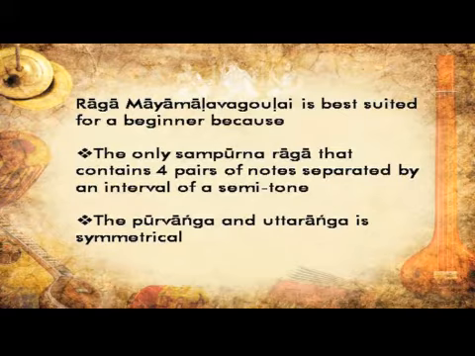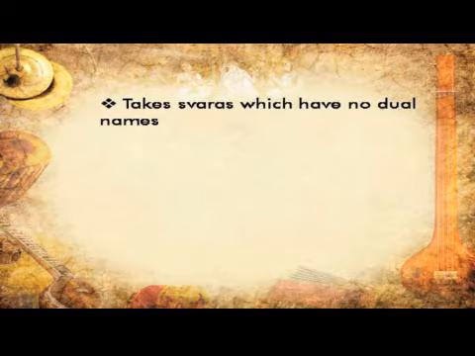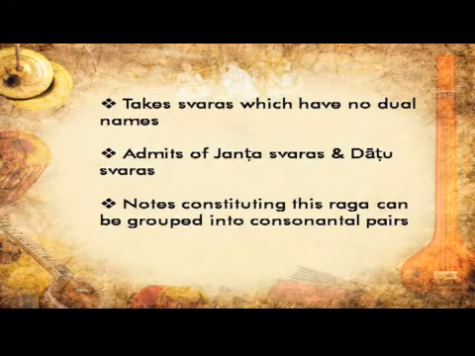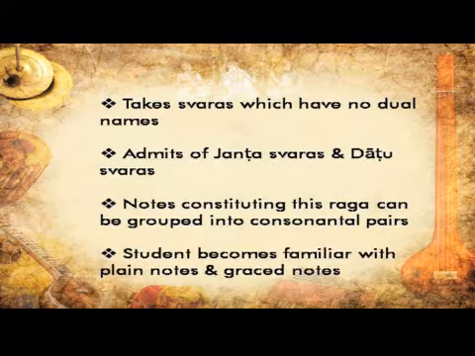The Purvanga and Uttaranga of this raga are symmetrical. This raga takes swaras which have no dual names. This raga admits of janta swaras and dhatu swaras. The notes constituting this raga can be grouped into consonantal pairs, thus sa and pa, ri and dha, ga and ni, ma and upper sa are consonantal. Through this raga, a student becomes familiar with plain notes and graced notes.